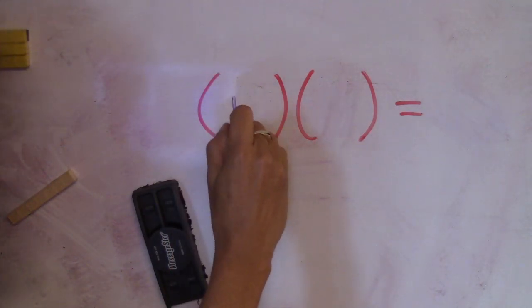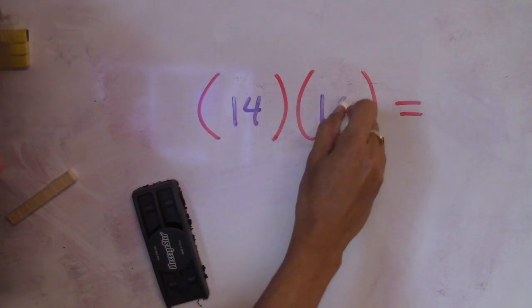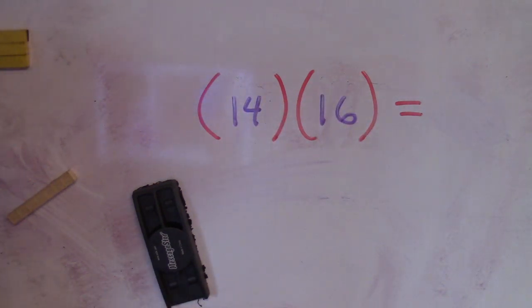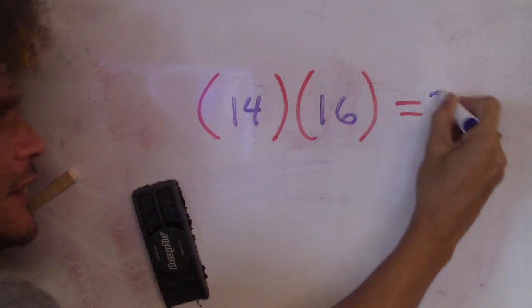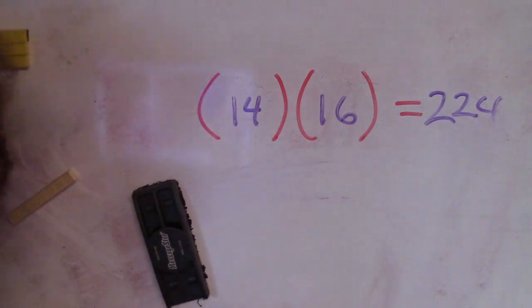All right, let's do it. 14 times 16. 224. Are you punching a calculator? No. Actually, you couldn't have been punching a calculator because it's just too fast. 2, 2, 4. You see how your brain, once you train it, how instantaneous it is?